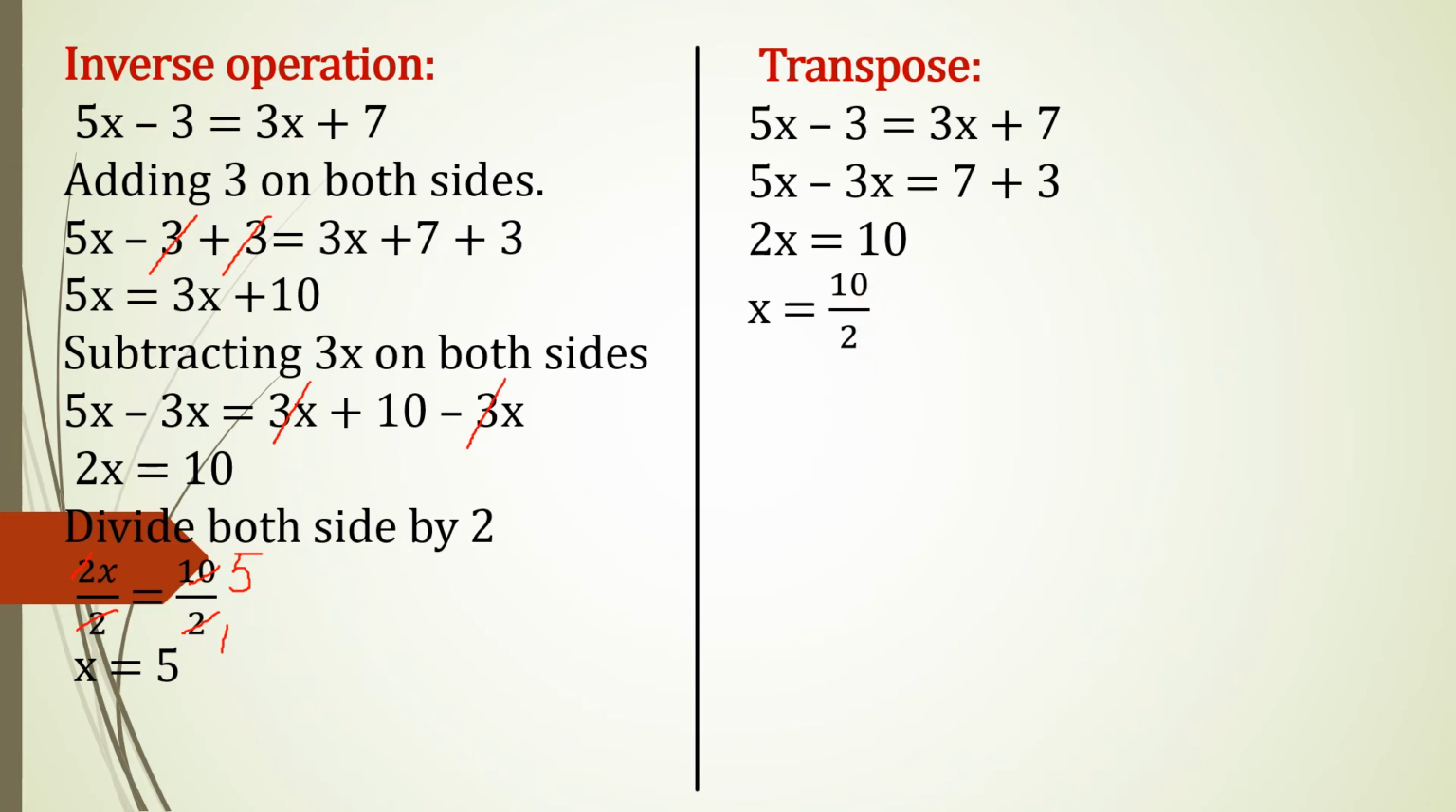So, you can further simplify this. That is 2 ones are 2, 2 fives are 10. Okay, so student, you got the value for x equal to 5. So in both the methods you get the same value.